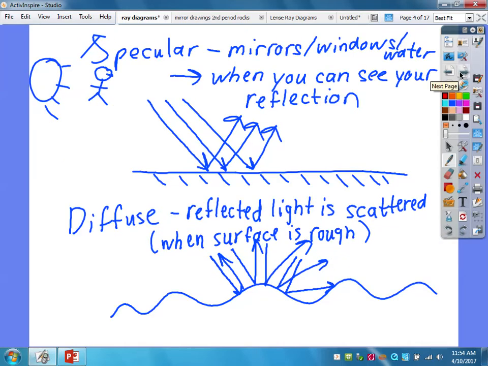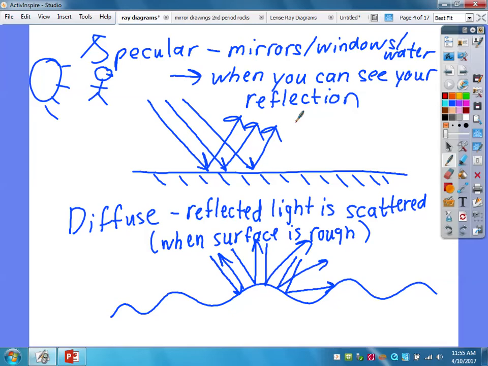All right, so again, this is kind of showing you the top. Specular reflection is done by mirrors. It's done by windows, so when you can see your reflection in a window. It's done by water when it's smooth, when you can see the reflection in the water. So specular reflection occurs when you can see the reflection. All the light comes in parallel from each other and reflects parallel, and that's because it's coming off a smooth surface and following the law of reflection.